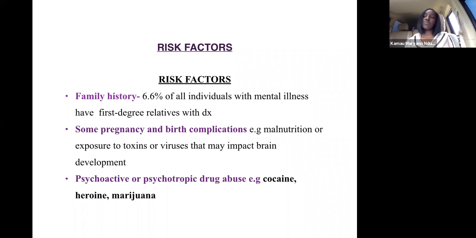So what are the risk factors? Risk factors are the factors that predispose one to getting the disease, that is schizophrenia. One is family history: 6.6% of all individuals with mental illness have a first-degree relative with the disease. Another risk factor is pregnancy and birth complications, for example malnutrition, or exposure to toxins or viruses that might impact brain development. The third is psychoactive or psychotropic drug abuse, such as cocaine, heroin, and marijuana, also commonly known as bang.